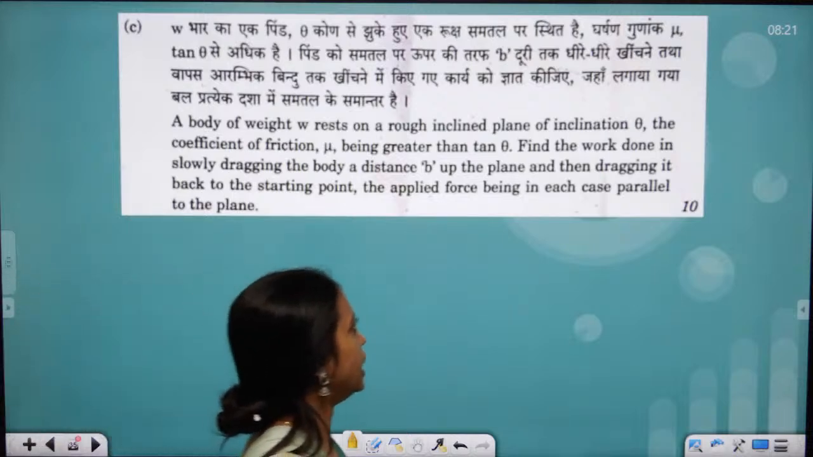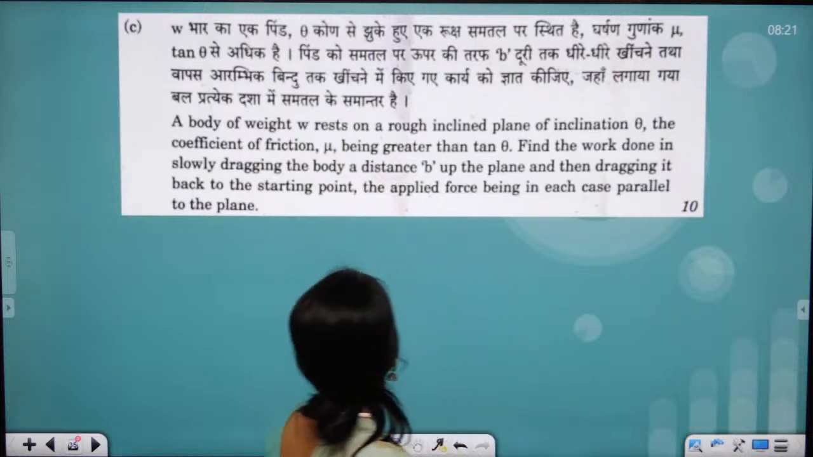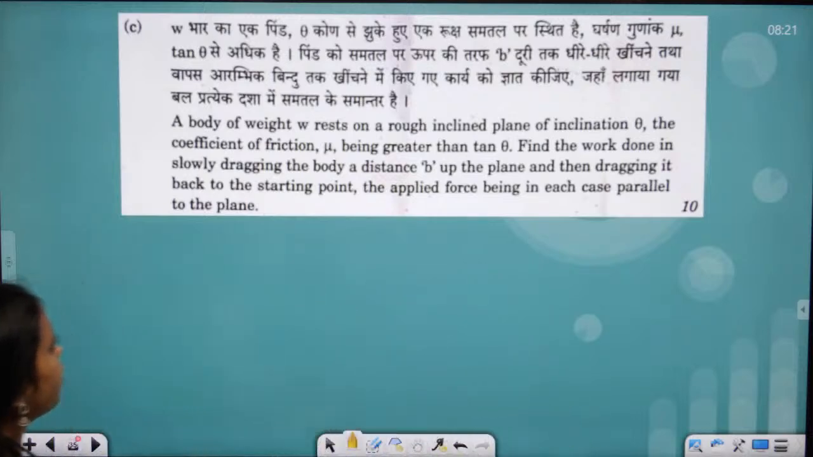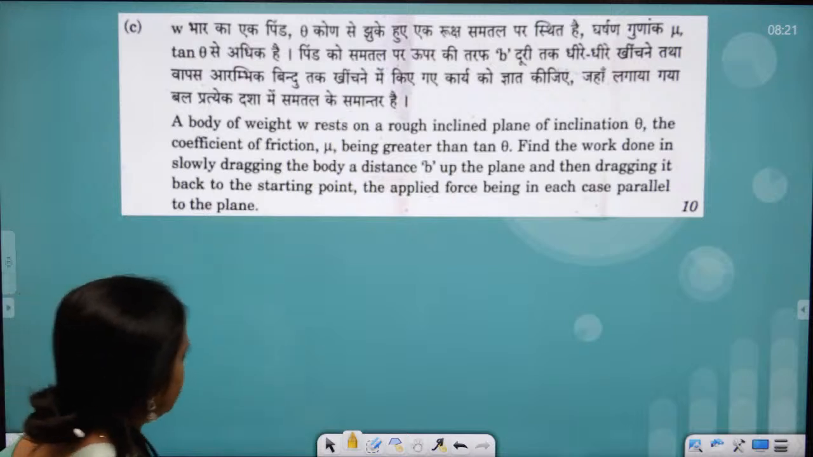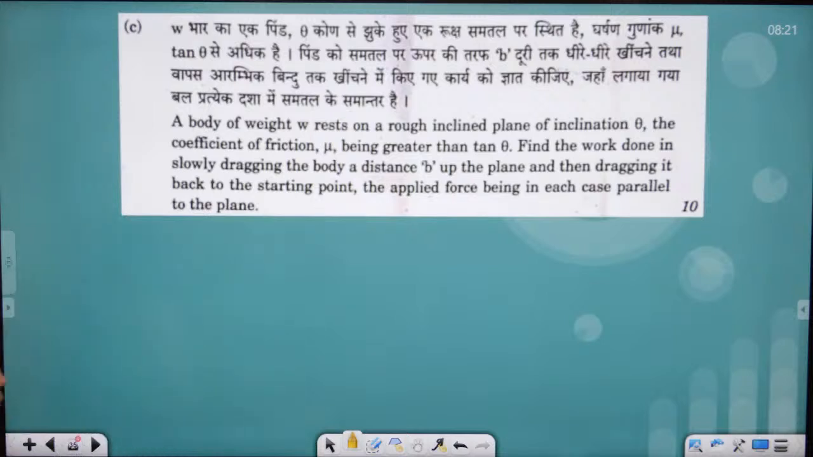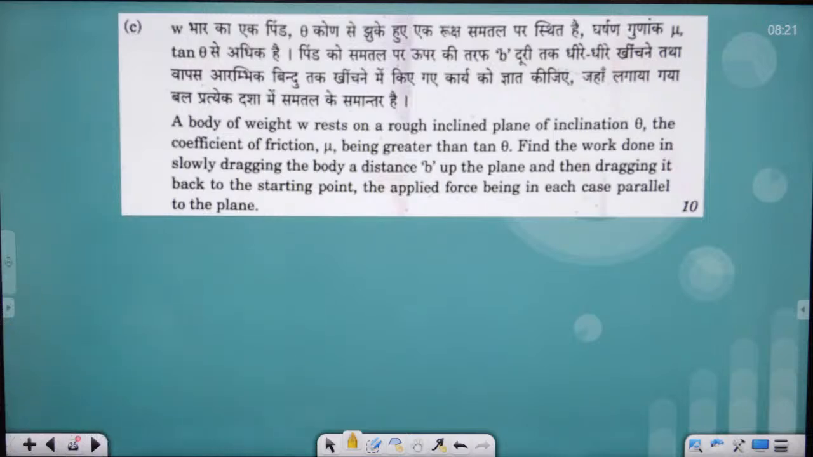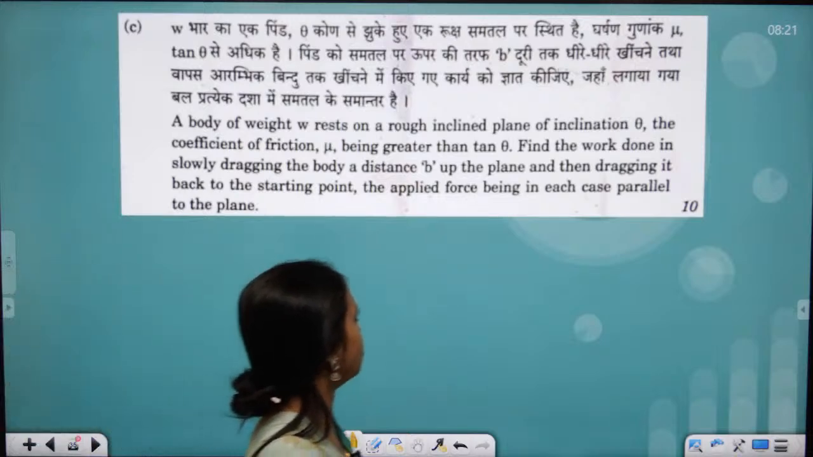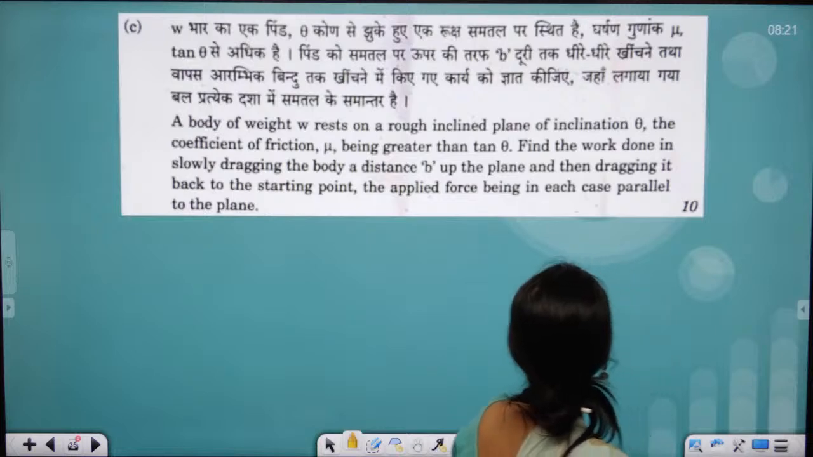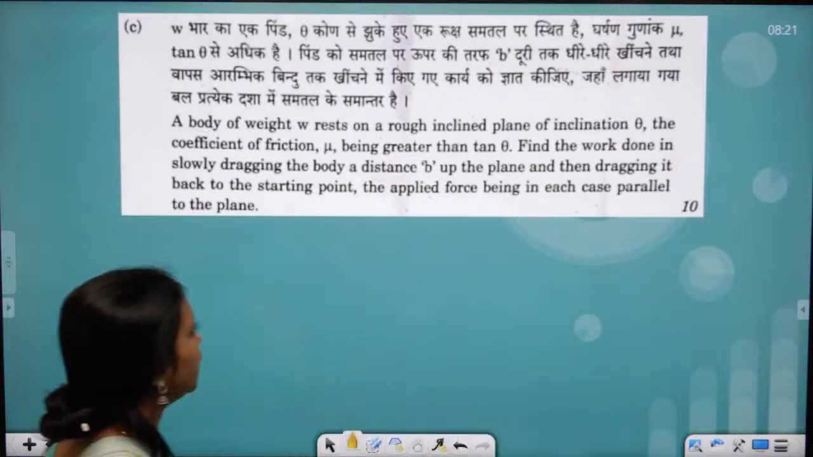मैकेनिक्स का क्वेश्चन था ये. It was asked: a body of weight W rests on a rough inclined plane of inclination theta, the coefficient of friction mu being greater than tan theta. Find the work done in slowly dragging a body B up the plane and then dragging it back to the starting point, the applied force being in each case parallel to the plane.